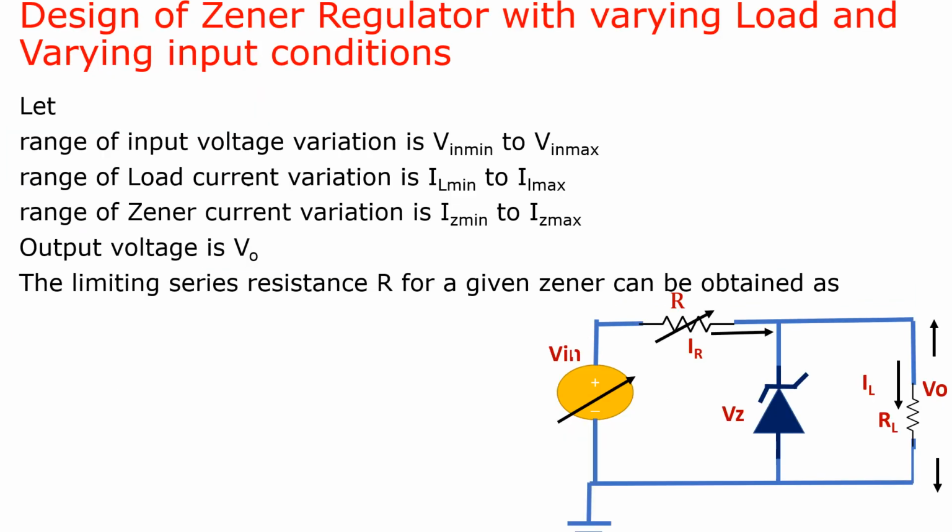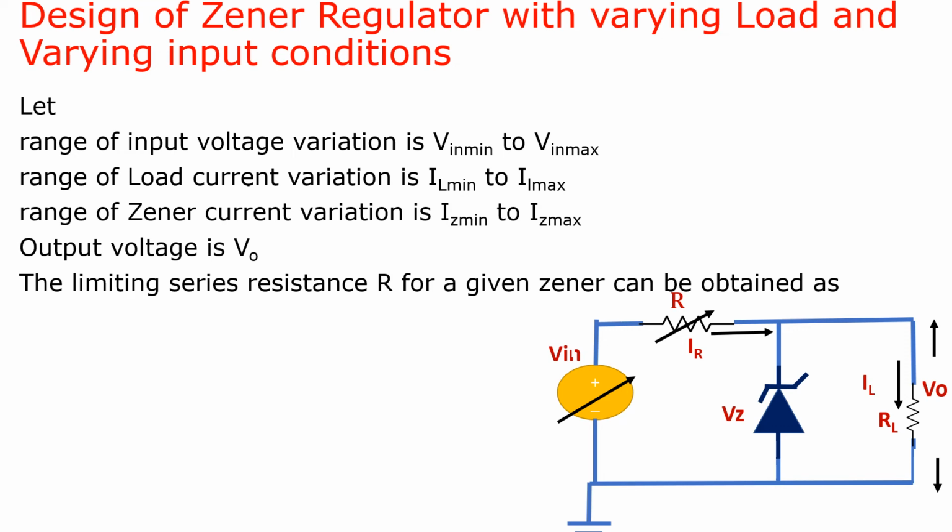Now consider the design problem. In this slide, I am showing the design of a Zener regulator with varying load and varying input conditions. In this case, we know the voltage and current values. We know the input voltage range, it is Vin min and Vin max, and the load current variation, it is IL min to IL max. The Zener current variation is IZ min to IZ max, and we know the output voltage V0. Now in this case we will find out the value of the limiting series resistor.